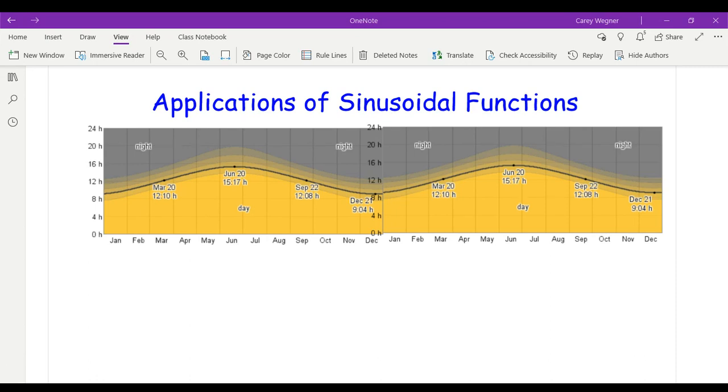If you said this graph is showing the hours of daylight at different times during the year, you would be correct. And as you look at the graph, you can see that it follows a sinusoidal shape.